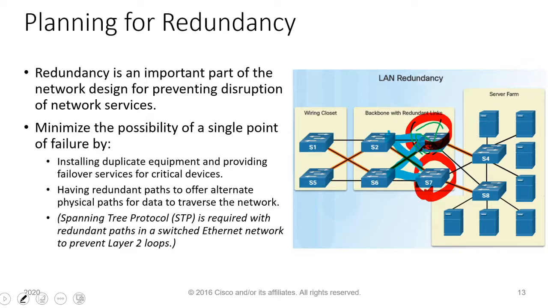One of the things that we will discuss later in this course is some of the issues related to loops happening when we are adding redundant networks. But regardless of that, redundant pathways are an important aspect that we will have in many large scale networks. So the redundant pathways and duplicate equipment are the two main things that we would need to have redundancy.